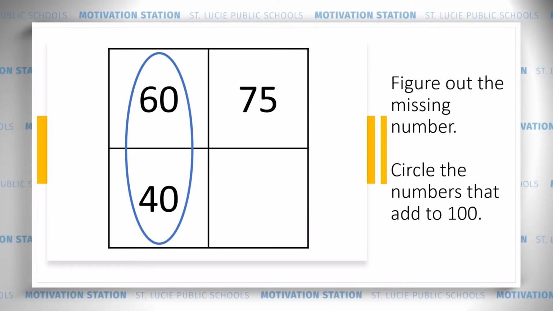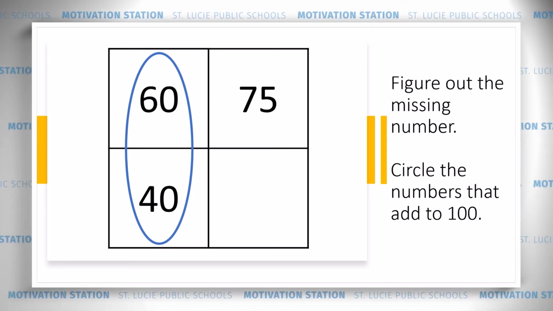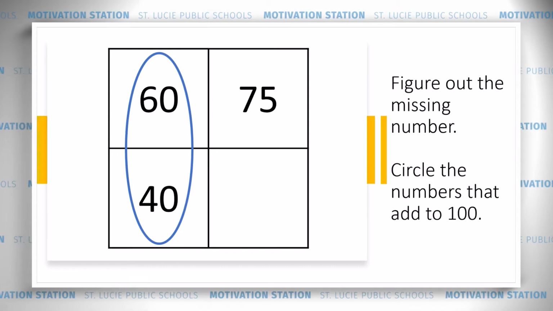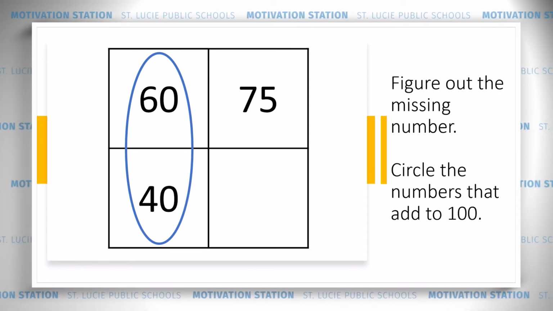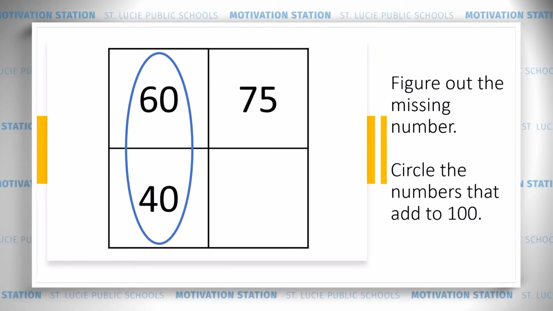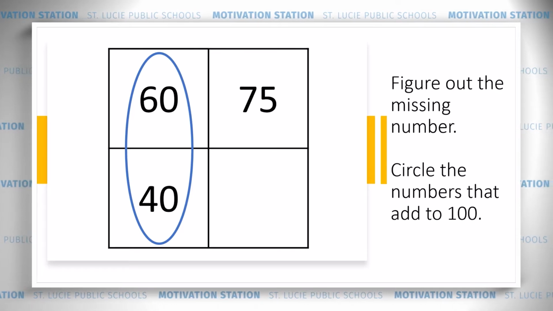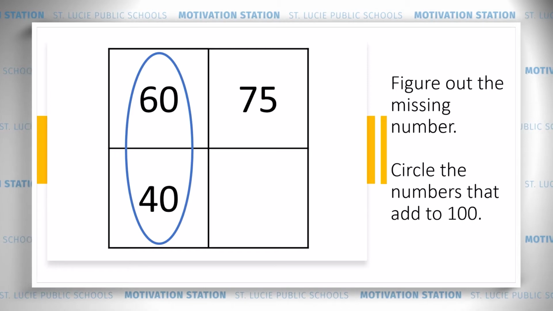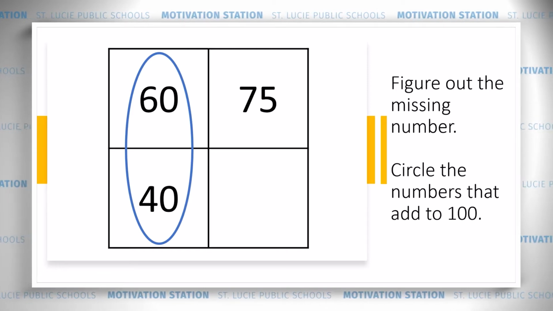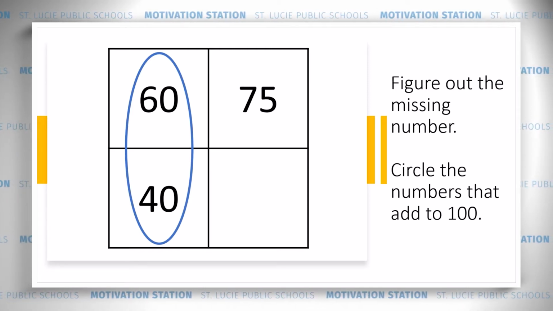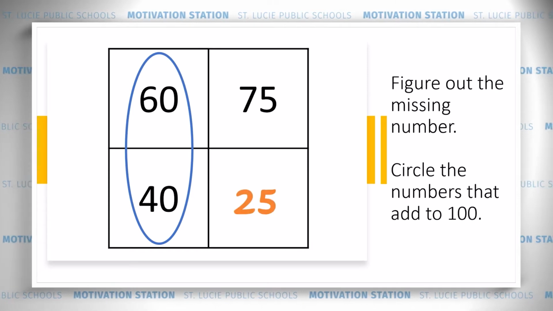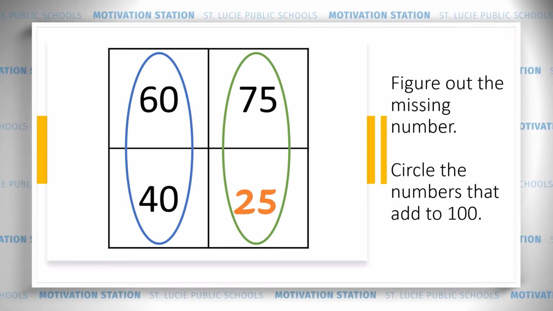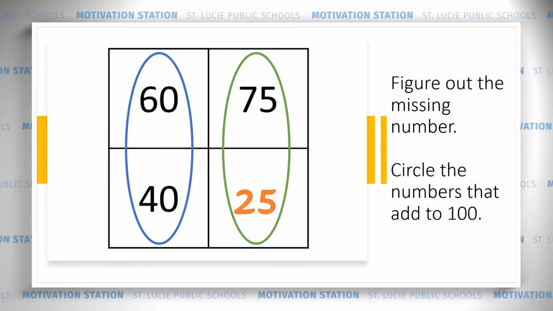When I see 75, I think of quarters. I know that 3 quarters equals 75 cents, and 4 quarters equals 100 cents, or $1. So 3 quarters plus 1 more quarter is a whole dollar. Well, 75 is the 3 quarters, so 1 quarter was what I'm missing, so 25. And I can fill that in. Then I can circle my pair. 75 and 25 make 100. Let's try another one for practice.